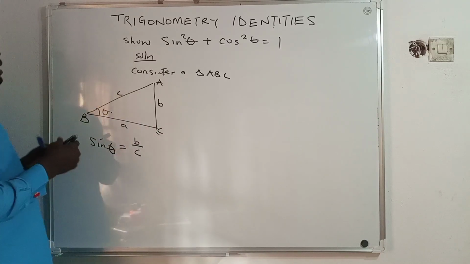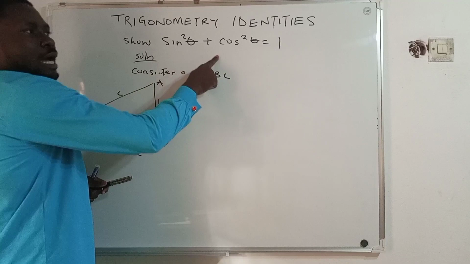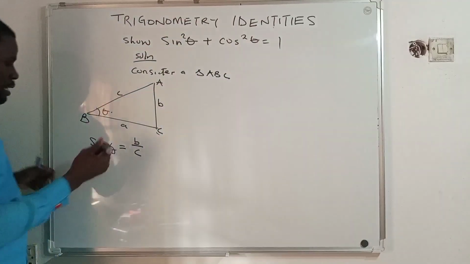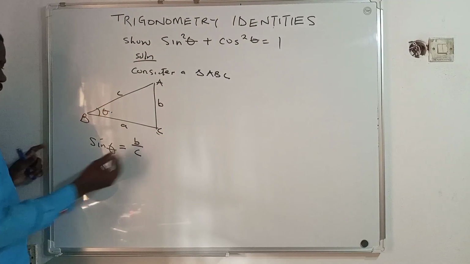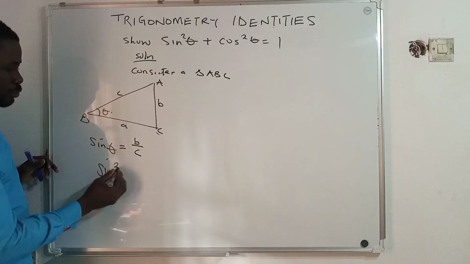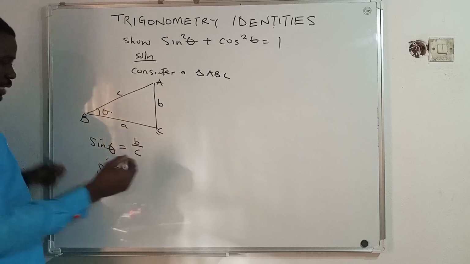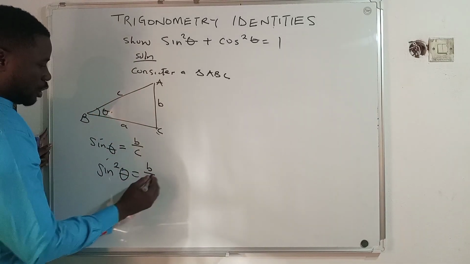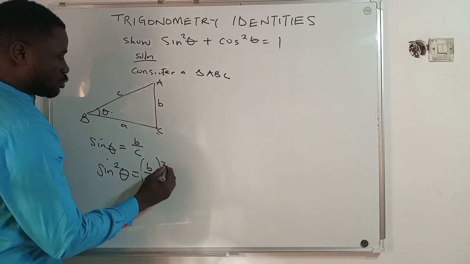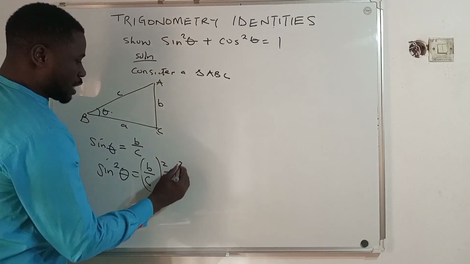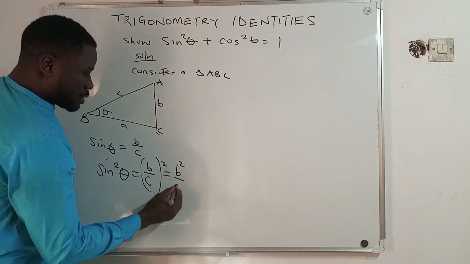Now remember that the question has sine squared theta. So it means therefore that, having known sine theta, we now attempt to square it. That will be sine squared theta. If you square sine theta, that will give you b all over c, all raised to power 2, and of course this will be equal to b squared all over what? c squared.